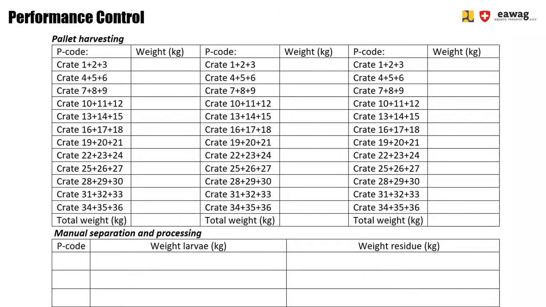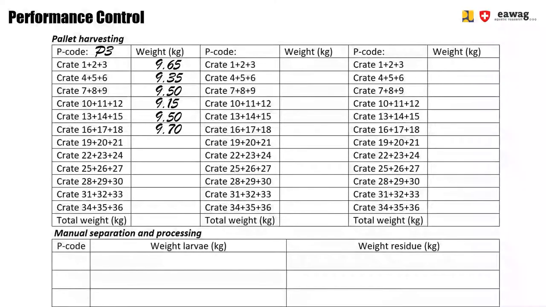The first table concerns the weight of the crates. You can see in front of you that there is space to fill in the codes of three pallets. So you can harvest up to three pallets per day using this log sheet. And for the example, we fill in one for you. So first of all, you fill in the pallet code on the top, which in this case is P3.